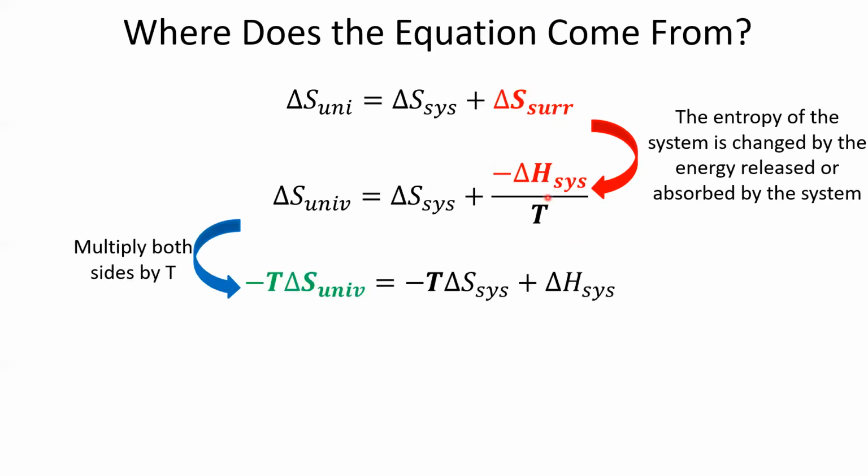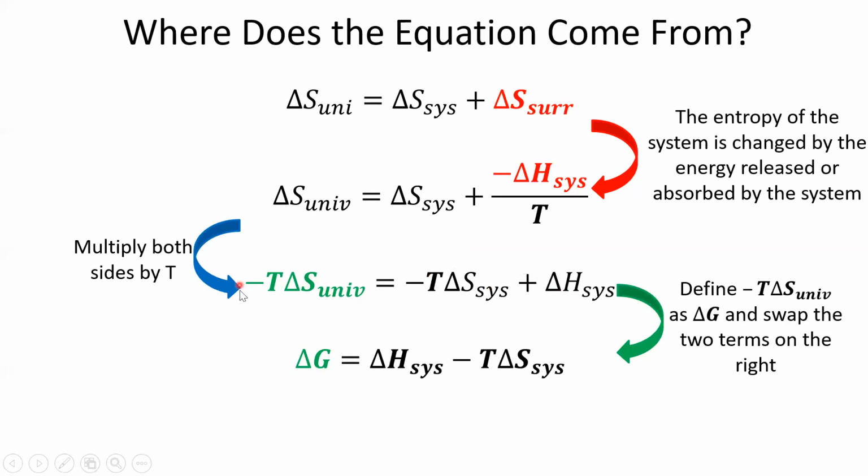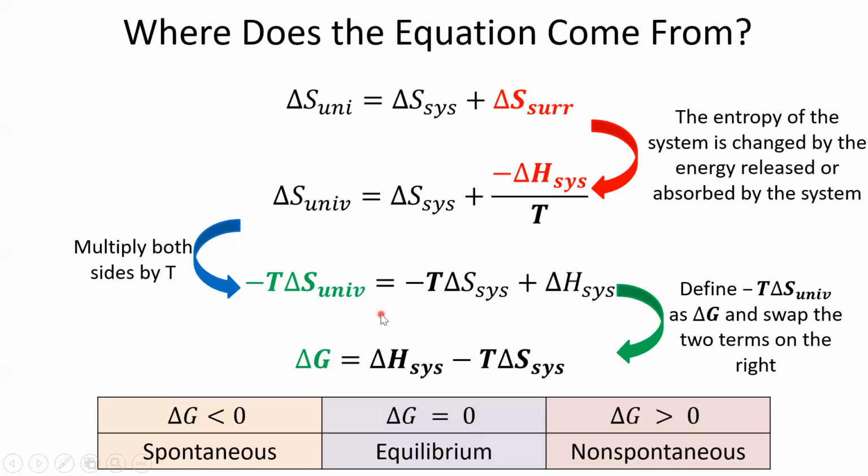Now, what we can do next is just multiply everything by T, or negative T. So this becomes negative T delta S of the universe equals negative T delta S of the system plus delta H of the system. And then if we define negative T delta S for the universe as our Gibbs free energy change, we get what we call our Gibbs free energy equation. Okay, you're never going to be asked to derive it, but I kind of wanted to show you where it comes from. What's the importance of delta G?